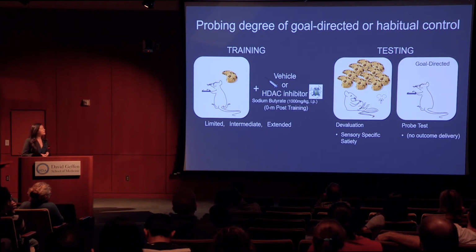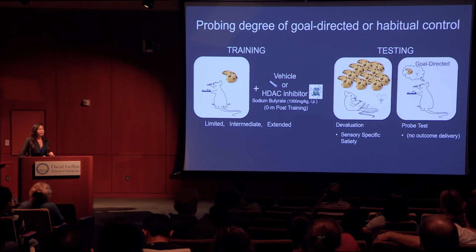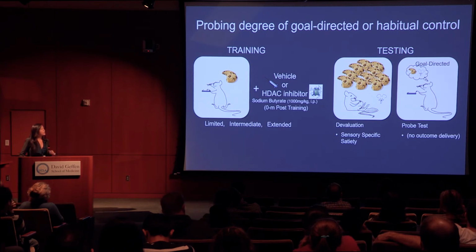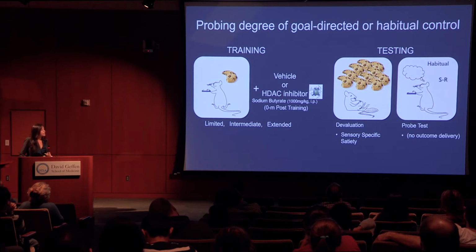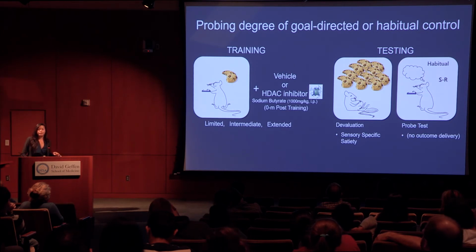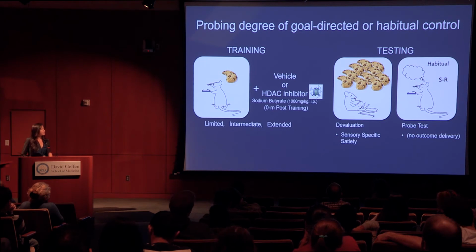If an animal is goal-directed, they will think about that outcome and be reminded that it'll be disgusting, and so they will not press on that lever if the outcome has been devalued. Alternatively, if the animal is habitual, they will no longer be thinking about that outcome and will continue to press that lever even though it's been devalued.